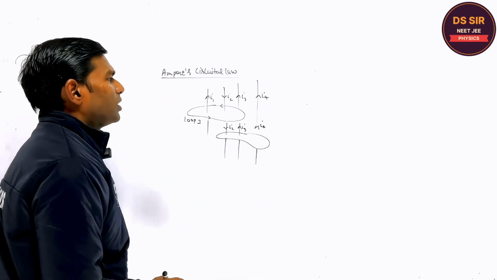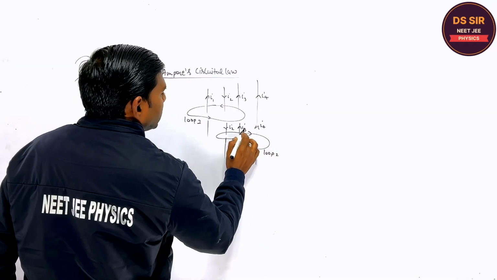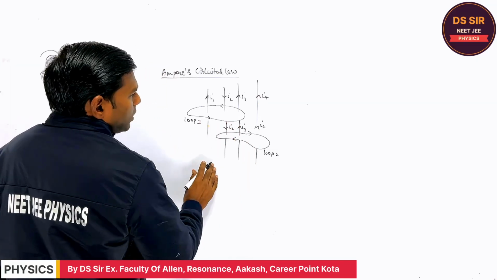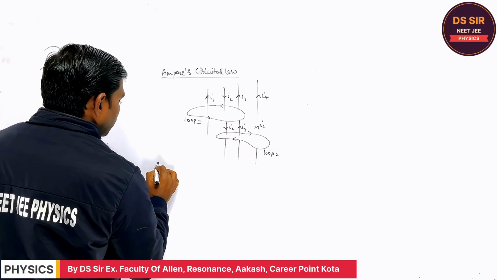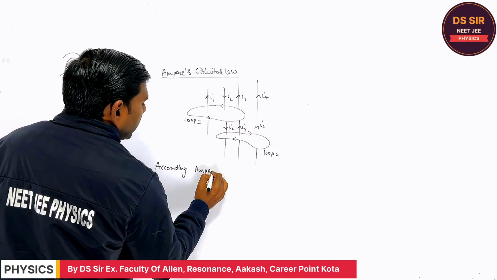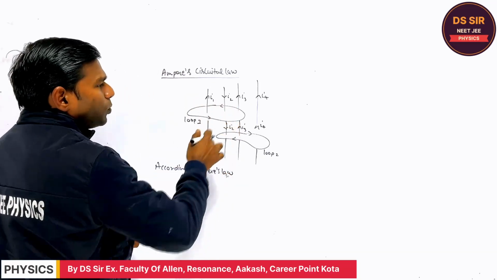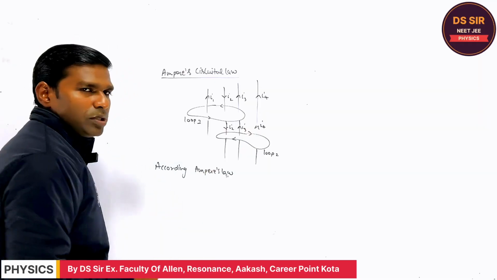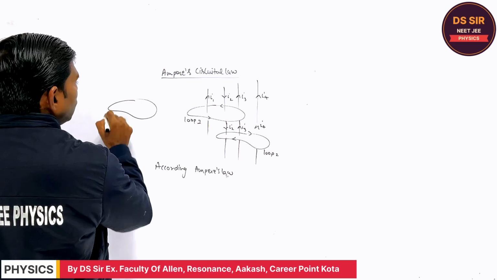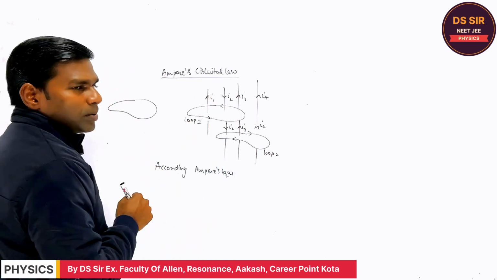Is it clear or not, you tell? And you may consider this the loop 2, and this is the orientation. Is it clear? Right. So now, according to Ampere's law, you consider this is a closed loop and some currents are passing through these loops, and suppose you consider this is the loop and the magnetic field is produced around the loop, all right?